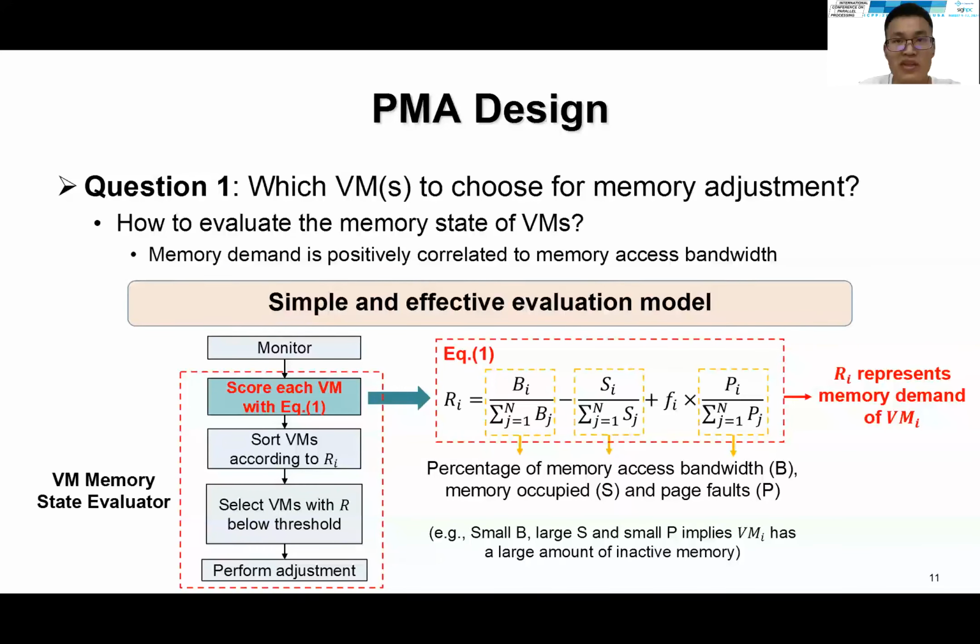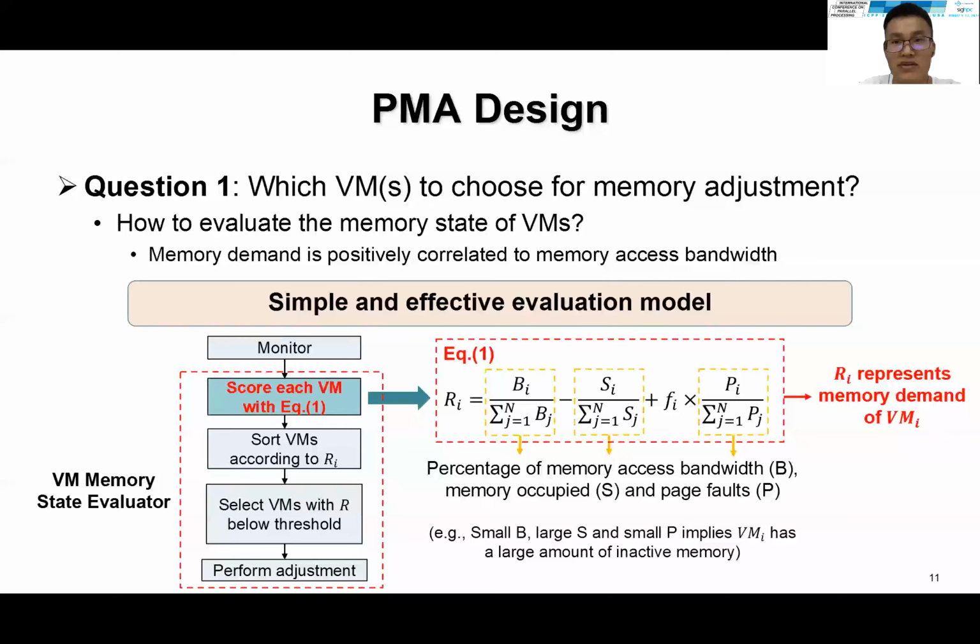After getting the parameters, we need to evaluate the memory state of VMs in order to select the suitable VMs for adjustment. We design a simple and effective evaluation model, that is equation 1, D, S, P. In equation 1, D, S, and P are memory bandwidth, physical memory usage, and page faults, respectively. Ri represents the memory demand of the VM.